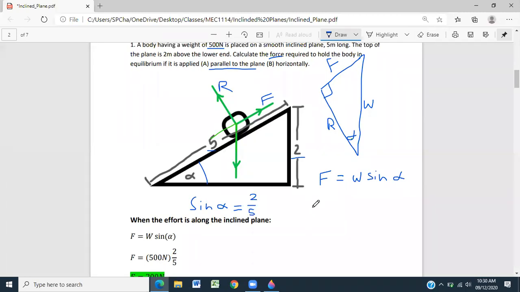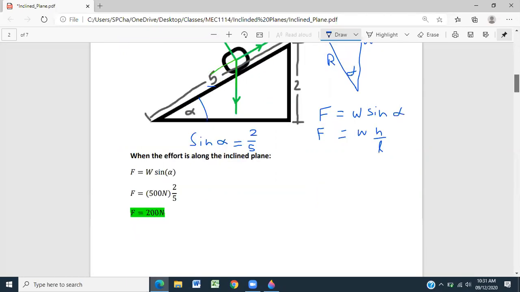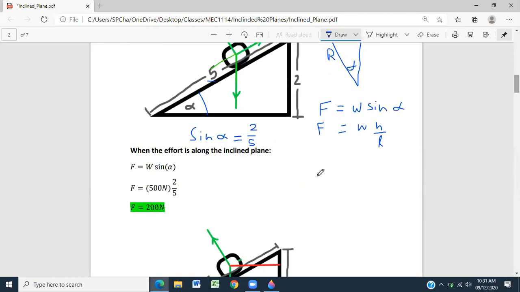So for this question, we could replace that with W times 2 over 5, or generally, for all questions with a force parallel to the plane, we can say F is equal to the height, which is 2, over this length here, 5. H over L. Agreed? And from that, it's where we get the equation for work. F times L is equal to W times H.